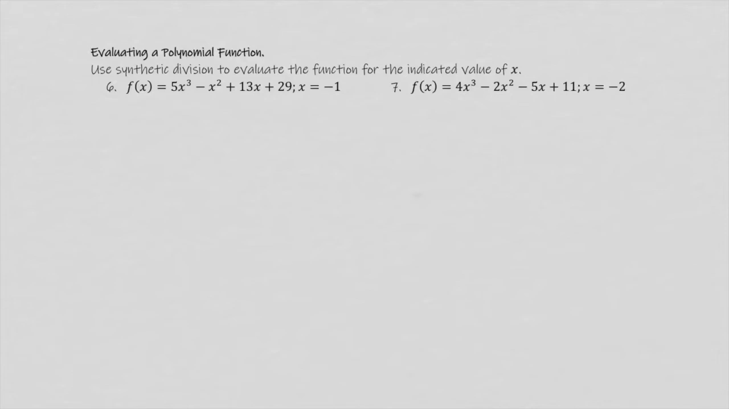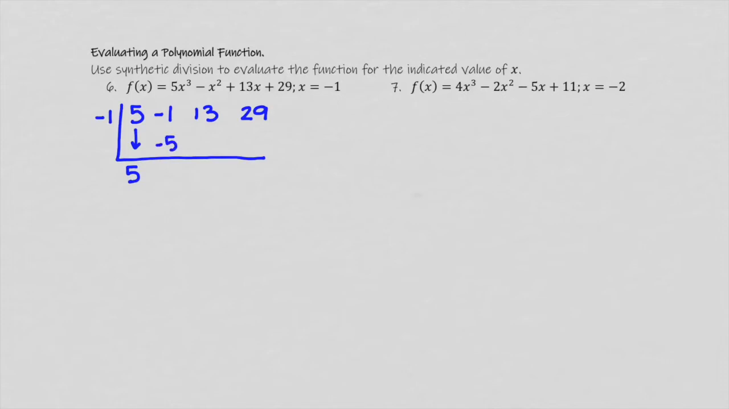Alright, so we're going to use synthetic division to evaluate for the indicated value of x. So this is saying x is -1. It's not grouped with 1, so I'm not changing the sign, but I'm going to use the -1 in synthetic division. 5, -1, 13, and 29 are my coefficients that I'm going to divide from.